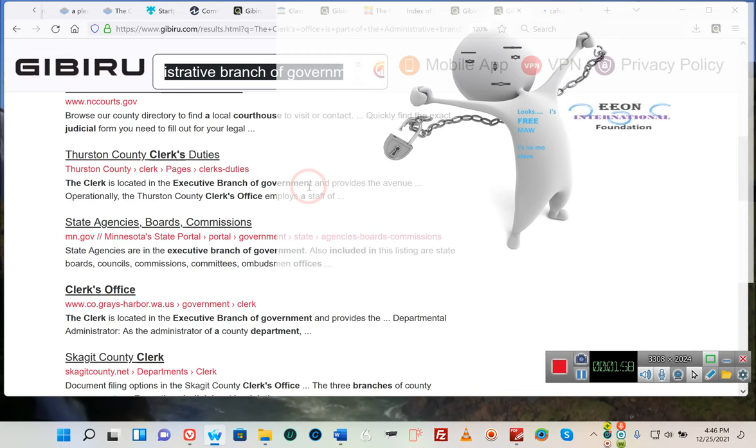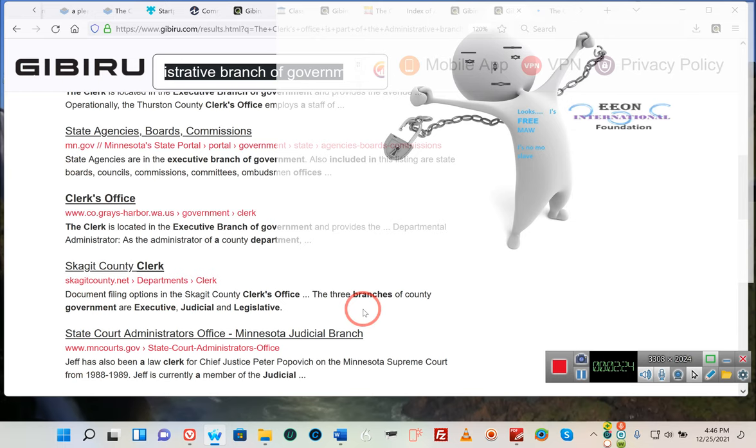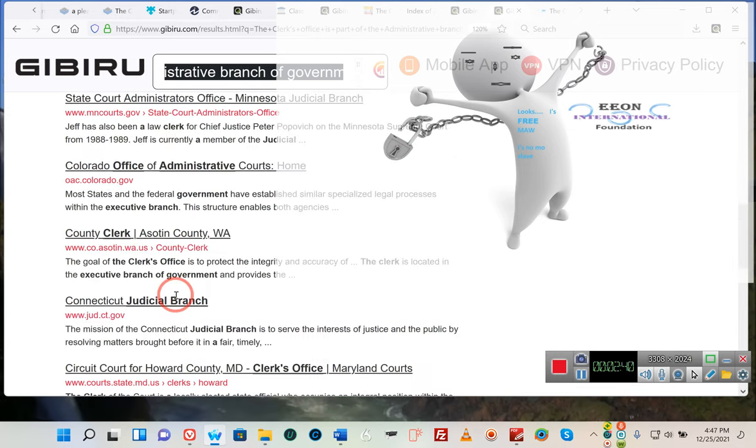Pay attention. The clerk is located in the executive branch of government and provides an avenue. This is all of your county clerks, right? State agencies are in the executive branch of government. But wait a minute, aren't the courts a state agency? Hold on now. You're going to learn of this one. The clerk is located in the executive branch of government. Shame on these clerks for being part of the executive branch of government. Now, wait, hold on now. Hold on. Three branches of county government are executive, judicial, and legislative. Okay?